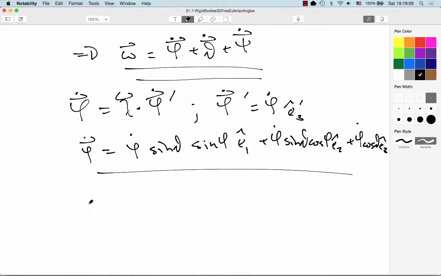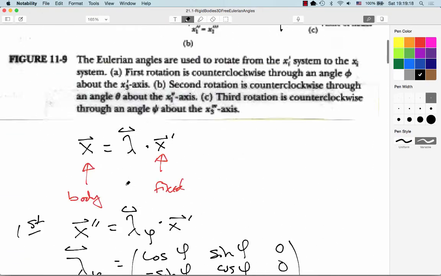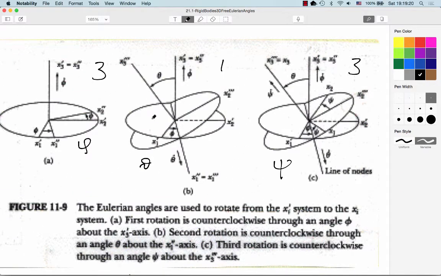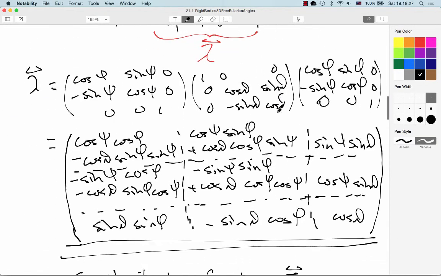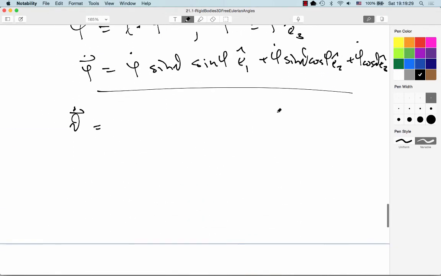Theta dot is not quite so bad. To get my theta dot, all I have to do is look at these two transformations here. So my theta dot becomes lambda psi dotted into lambda theta dotted into theta dot double prime.